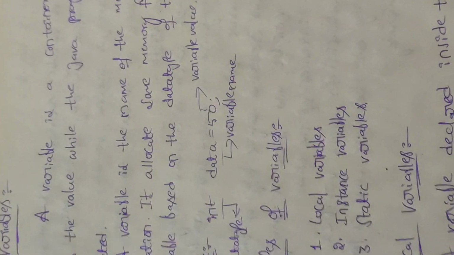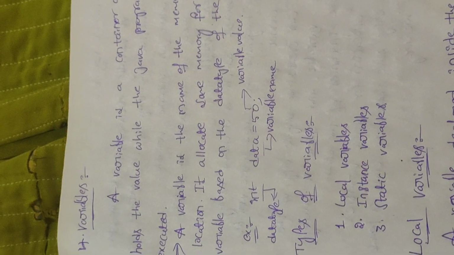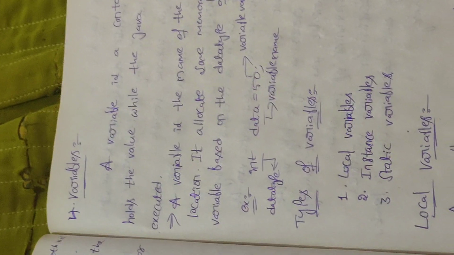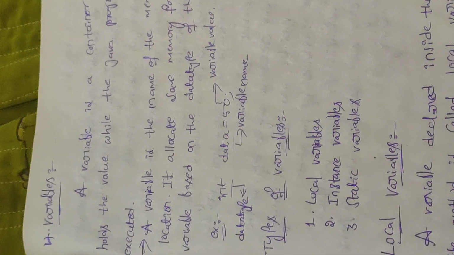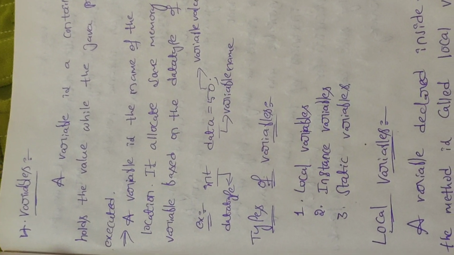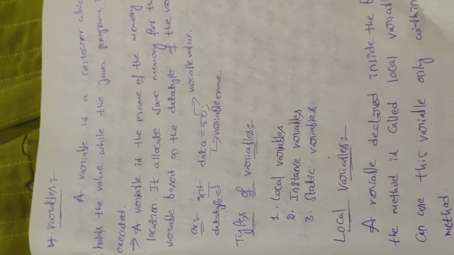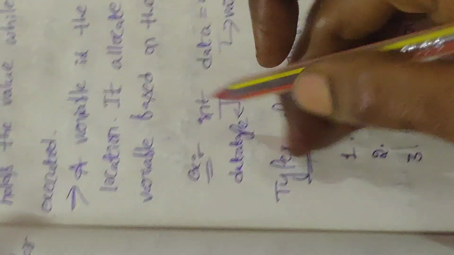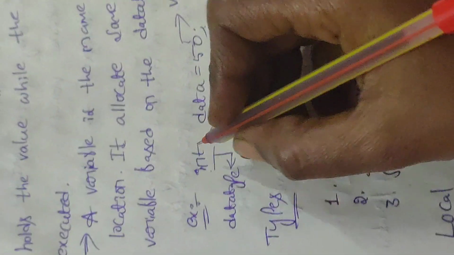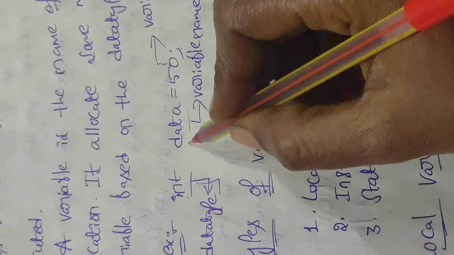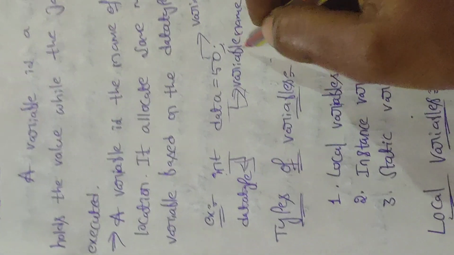Firstly, what does variable mean? A variable is a container which holds a value while the Java program is executing. That means a variable is the name of a memory location. It allocates some memory for the variable based on the data type of the variable. For example, int data = 50. Here int is the data type, data is the variable name and 50 is the variable value.